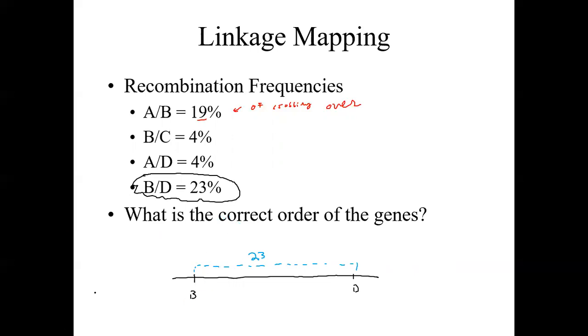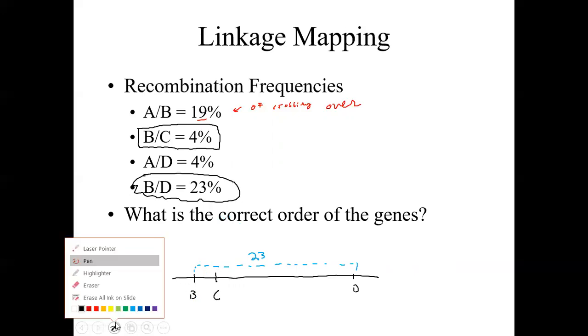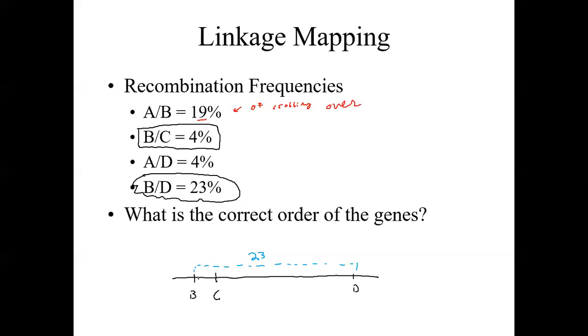So let's try to solve for the next one. Well, I'm going to look right here. B is really, really close to the C gene because they only cross over about 4% of the time. That's a really low percentage. So that tells me that if I put C right here, they need to be 4 map units apart. So I'm going to put this right here. And you don't have to do this. I just like to check my work. B and C are 4 map units apart.